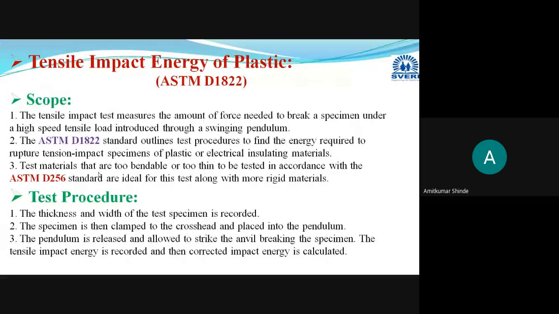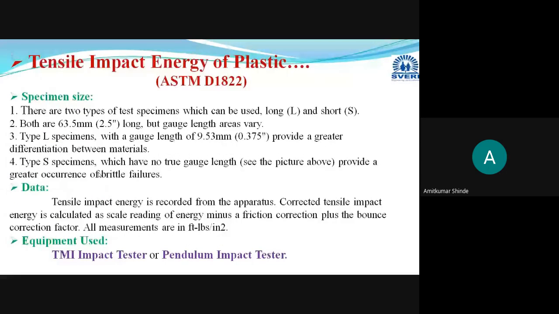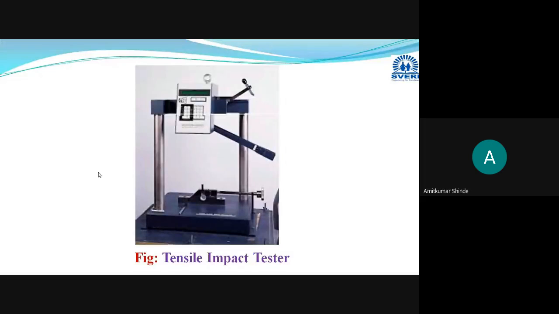I have collected that along with the test procedure and specimen size, which specimen size you have to use, and which equipment is used for determining the tensile impact energy. I have collected this information with the schematic arrangement for a tensile impact tester. This is also known as tensile impact tester or pendulum impact tester. This is the schematic arrangement, very similar. This is the digital tensile impact tester. The digital value will be shown here, whichever impact gets created.